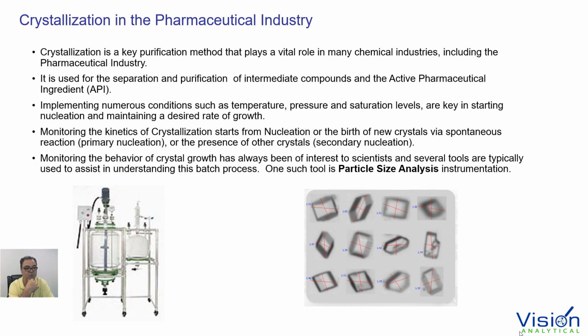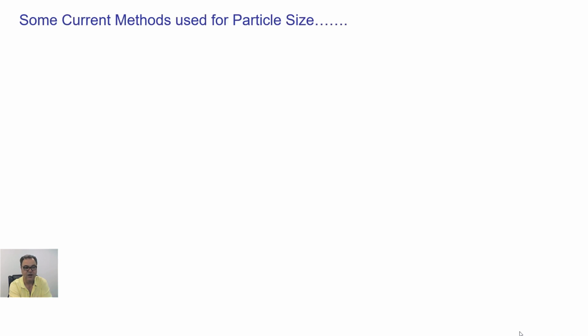One of the things that we're going to be talking about today is one of the tools that's used for monitoring this crystallization process, which is particle size analysis. So particle size, or crystal size, is something that's always been looked at, in addition to other things that are looked at in the crystallization process. But today we're going to be talking about primarily particle size. We'll look at some of the current tools, and then we'll look at this new idea, this new concept of particle size for the crystallization industry. So going over a few of the current methods that are used.